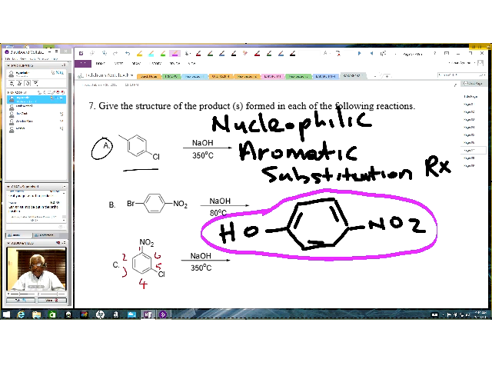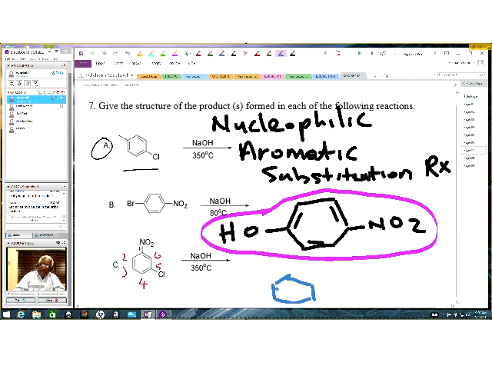And the condition for that is you have sodium hydroxide or hydroxide, sometimes potassium hydroxide. The temperature is not very high. And of course, the bromine or the chlorine must be in an ortho or para position relative to some electron withdrawing group. And some of those electron withdrawing groups could be the nitro group or the cyano group, for example.